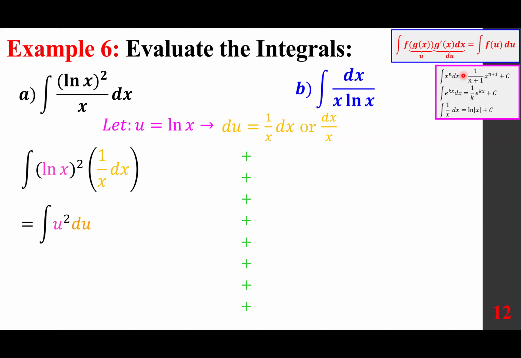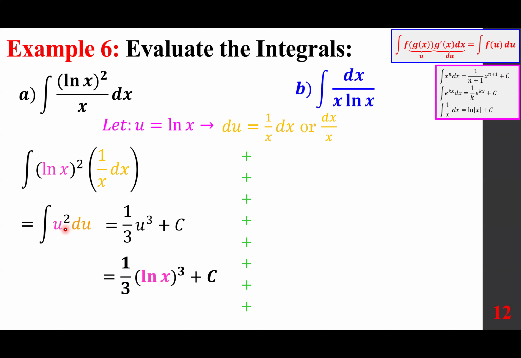It's a simple case of a power rule, makes it 1/3 u cubed plus a constant. Replace the u, and you're done. Before we move on, so the answer is 1/3 ln x to the third plus c.